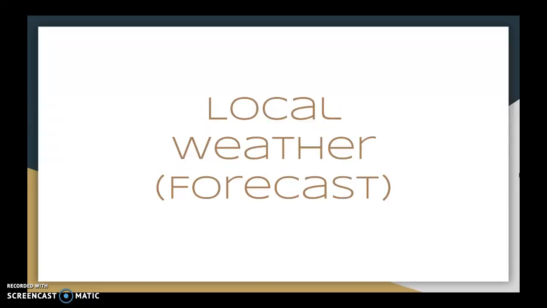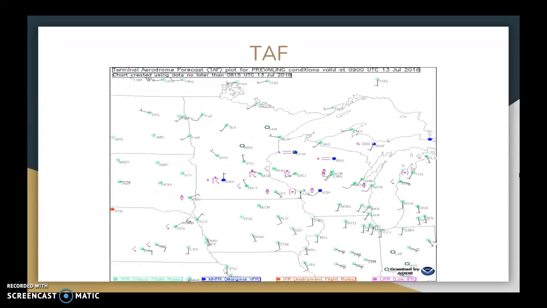Local weather forecasts. These are TAFs, basically longer-lasting METARs that are issued every 6 hours. The Jamestown TAF reads scattered clouds with light winds.